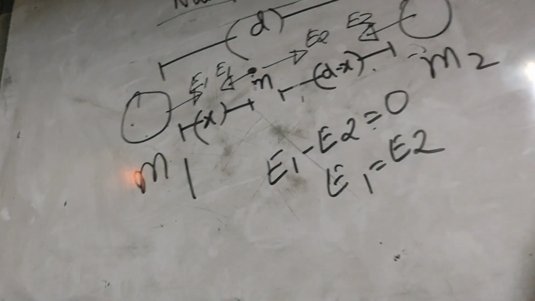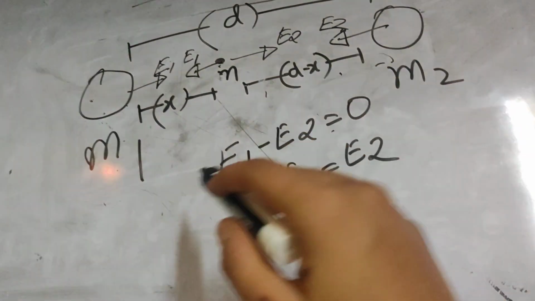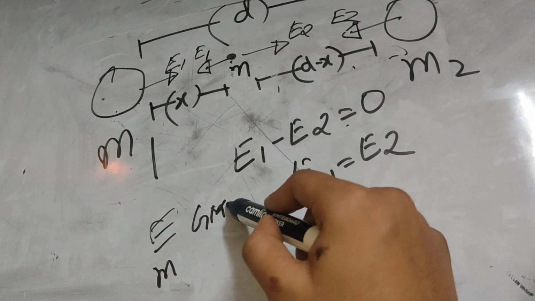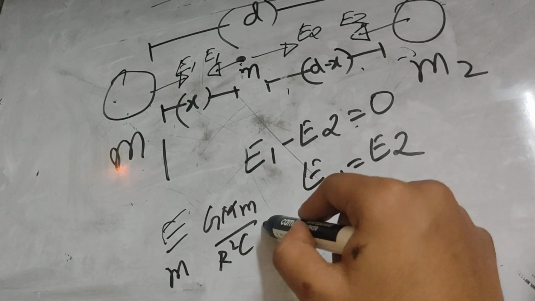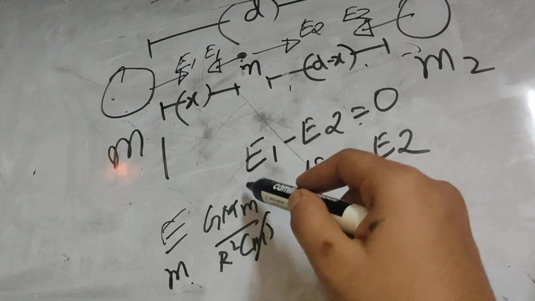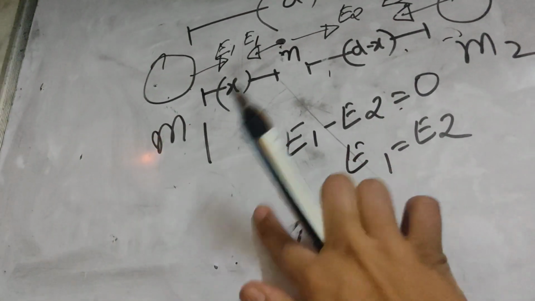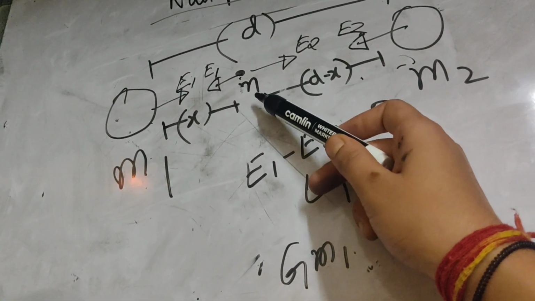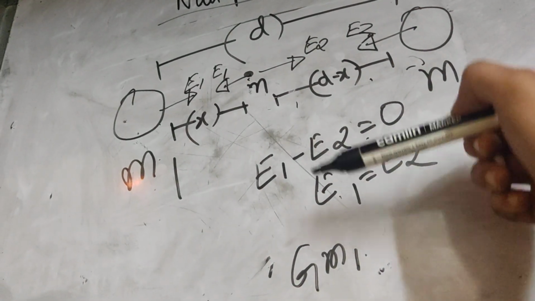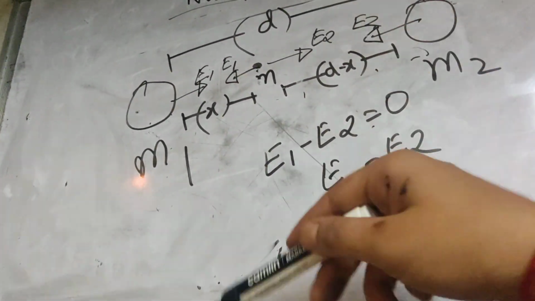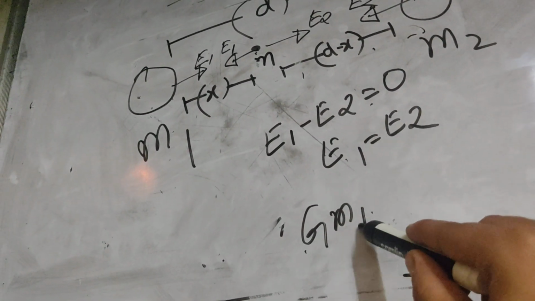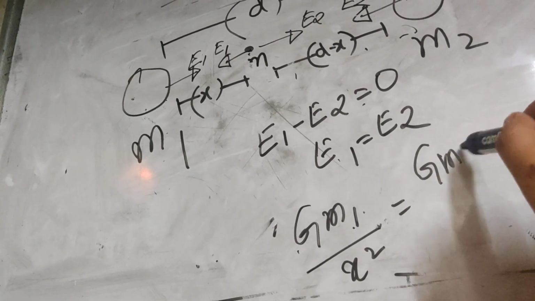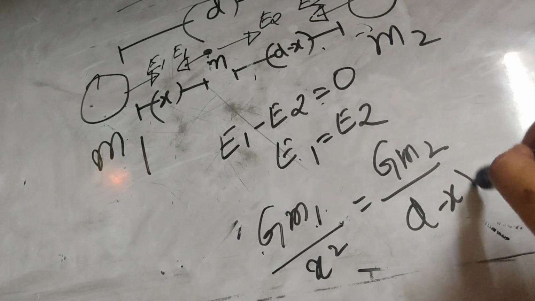Now what is E1? What is gravitational field intensity? It is force upon unit mass m. So how do you write force? G into mass into small mass m upon distance squared. Now for intensity, the small m will get cancelled. So how do you write that? Capital G into m1. You will not consider this unit mass m because we are considering E1 as force upon unit mass m, so that small mass m will get cancelled. So G into m1 upon the distance between them, x square. And similarly G into m2 upon the distance between them, D minus x whole square.